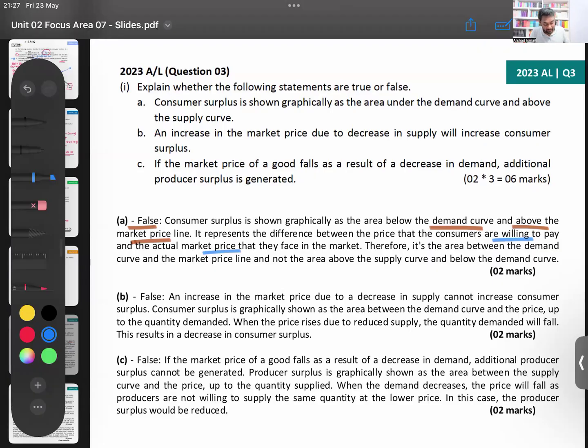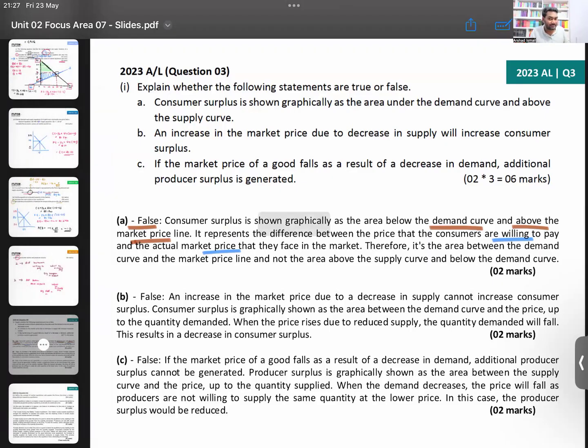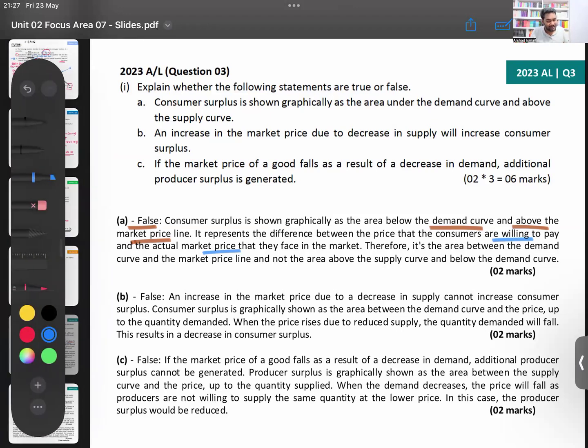Therefore, it's the area between the demand curve and the price line and not the area above the supply curve and below the demand curve. So they have given a small explanation there as well. So it will be needed.